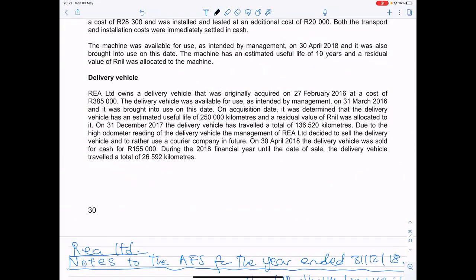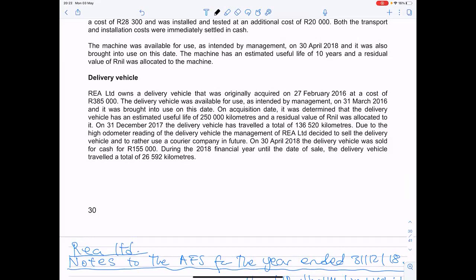But remember, in the books of accounts, the delivery vehicle has got two accounts. There is the vehicle at cost and also the accumulated depreciation. So we have to remove the vehicle.